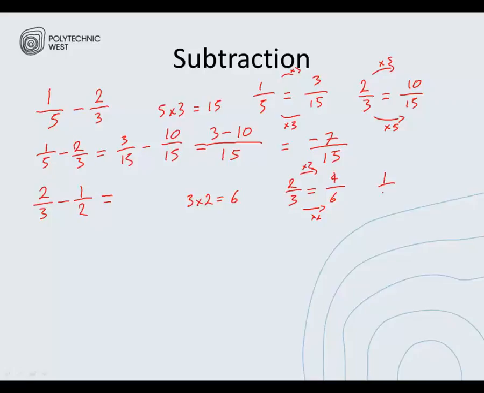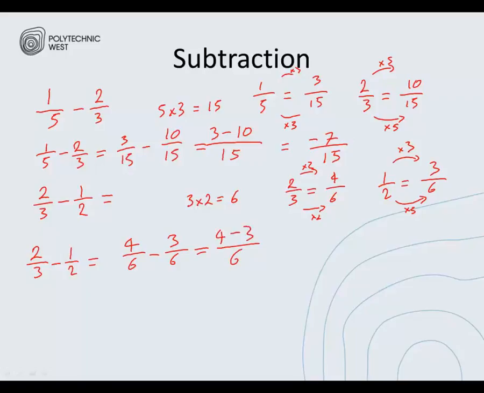And then we've got 1 over 2 equals something over 6. Going from there is multiplied by 3. So 1 over 2 is 3 over 6. So let's rewrite that. 2 over 3 minus 1 over 2 is actually 4 over 6 minus 3 over 6. The bottoms are the same. 4 minus 3 over 6 is 1 over 6. And that's subtraction. Same as addition: make the bottoms the same, but then you subtract.